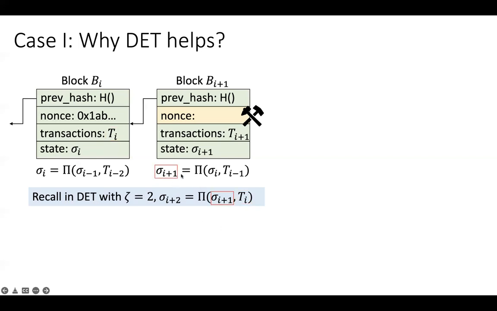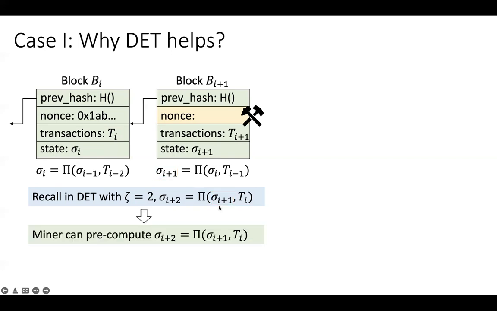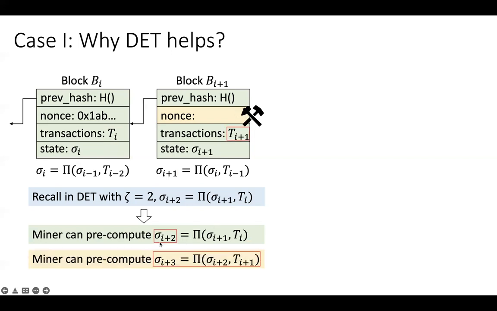Furthermore, the miner also knows sigma i+1. As a result, the miner can pre-compute sigma i+2 in parallel with the proof of work. Moreover, the miner can also compute sigma i+3, which only depends on sigma i+2 and t i+1, after computing sigma i+2.